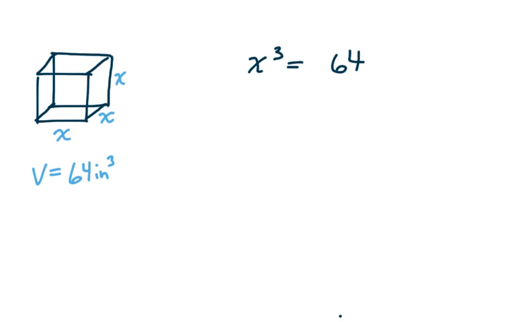A cube has a volume of 64 cubic inches, and what we're asked to find is the measure of one of its sides. So I did sketch this out just to make sure that we're clear. Keep in mind, we're not dividing by 3. We're trying to figure out what number times itself again would give me 64.